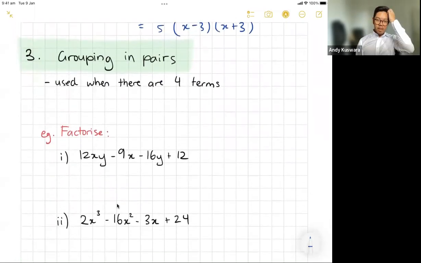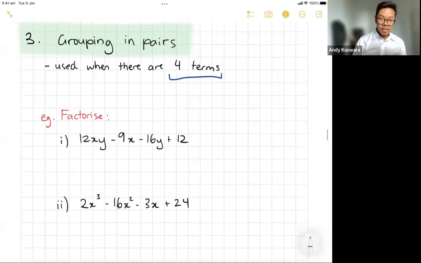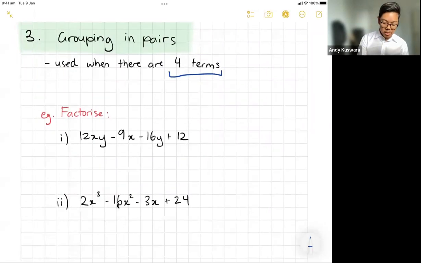Now, another method is if you group in pairs. So sometimes you'll get terms that you need to factorize that have 4 terms, okay? This is probably your biggest hint. It doesn't always work this way, but it often does. Now, it makes sense if we're grouping in pairs that we're just going to look at 2 bits at a time. I'm going to factorize 2 sections at a time and hope that something common comes out of them.